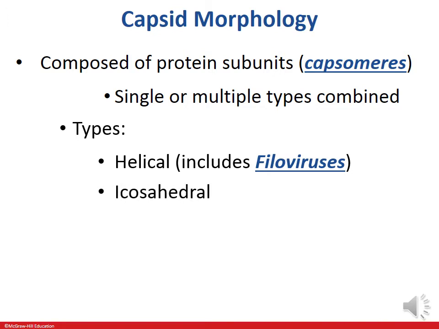Icosahedron, we mentioned those are going to be very geometrically shaped capsids. And complex capsids, and these are going to be where you have a special layering, so there's multiple layers of capsids. Now keep in mind, this capsid is really what makes the virus, it's the bulk of the virus, and it's what gives the viruses their general shape.